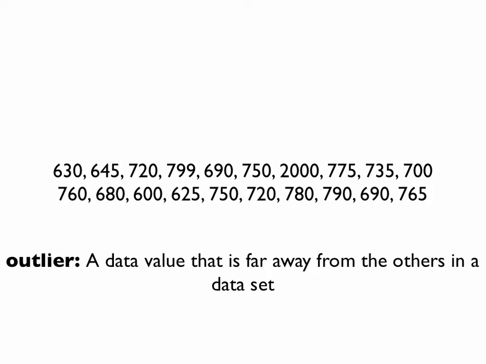money, who makes $2,000 a month. So that seems a little odd, right? This person seems to have made a lot more than the rest of the people in this data set. So when we have a data value that's far away from the others in a data set, it's called an outlier. And here, this 2,000 score is clearly an outlier. It's more than double what most people make in this particular data set.